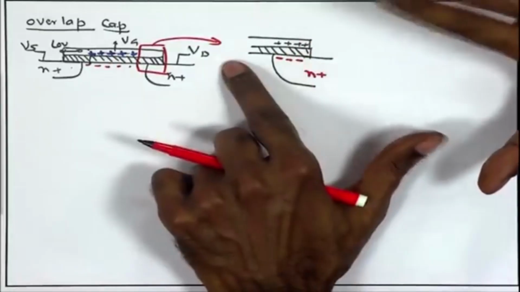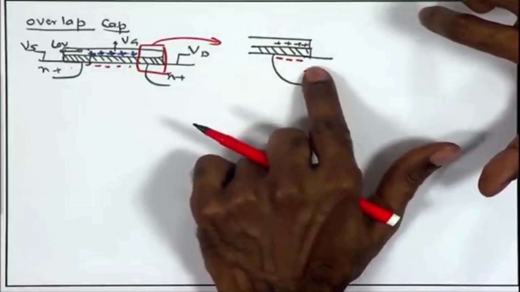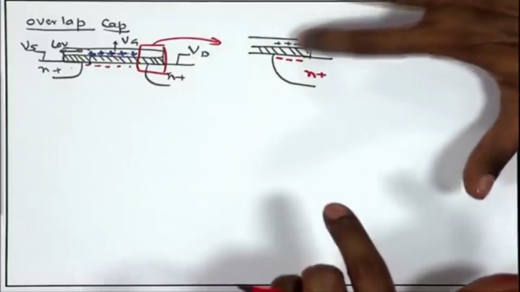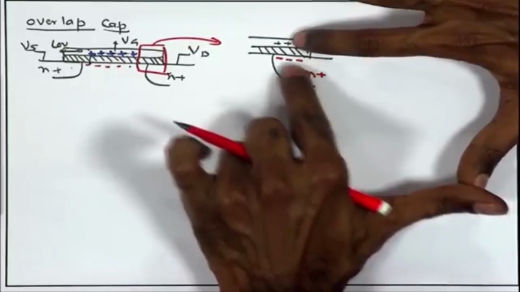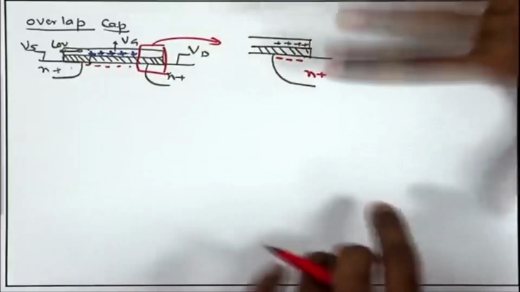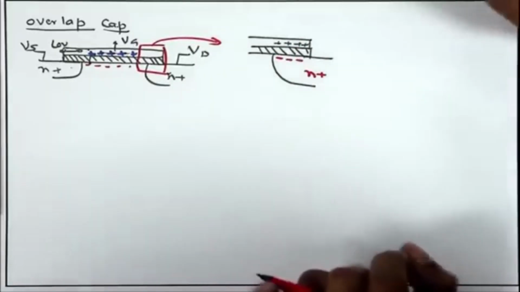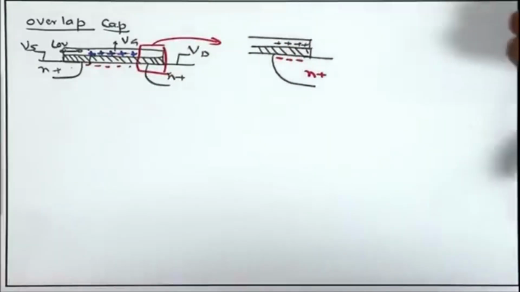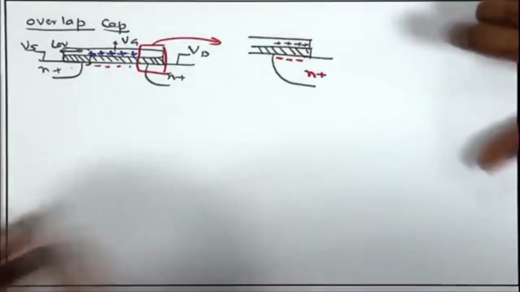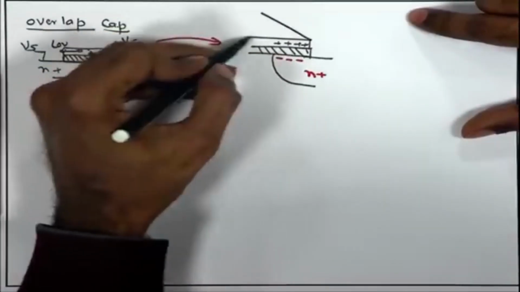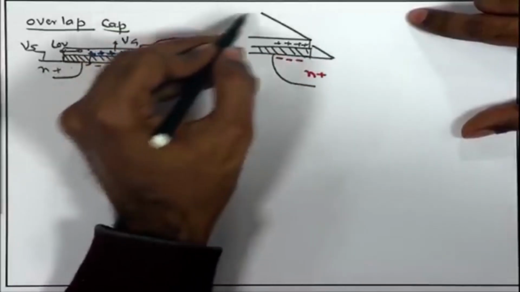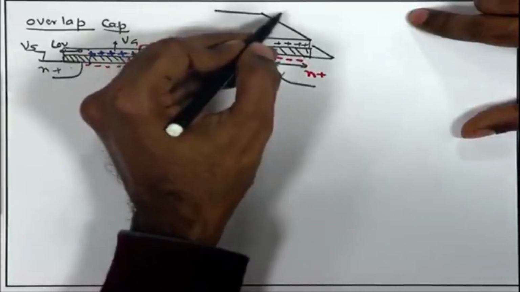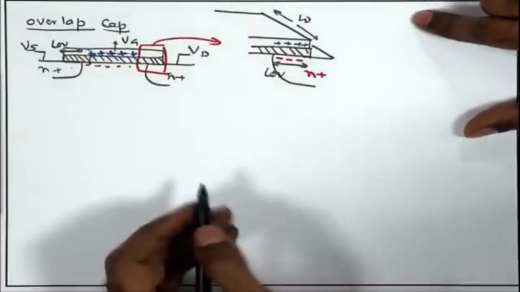So, it is not dependent upon whether the channel is created or not. It is always present, whether it is saturation, triode, or off condition, because the moment you put some positive charge here, you are attracting more negative charges towards the oxide interface, and that leads to an effective capacitive phenomenon, which can be clubbed with the CGS or CGD. So, both CGS as well as CGD are going to have this effective component, which is once again dependent upon the L overlap, the W and the COX.